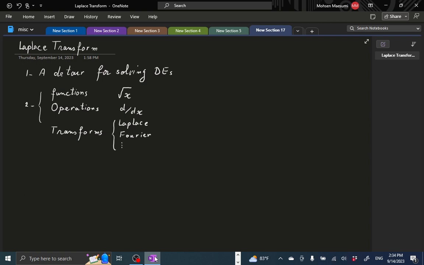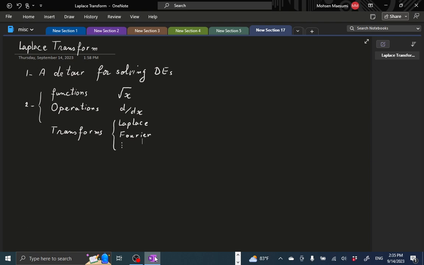Today's topic is going to be about Laplace transform. Laplace transform is a method for solving differential equations. It's a kind of a detour method. We take a differential equation, apply this transform to it, and then it's going to transform it to an algebraic equation. A very simple algebraic equation. We can solve that and then do so-called inverse Laplace transform.